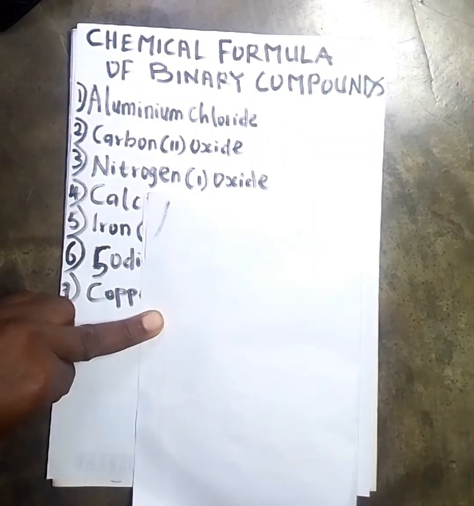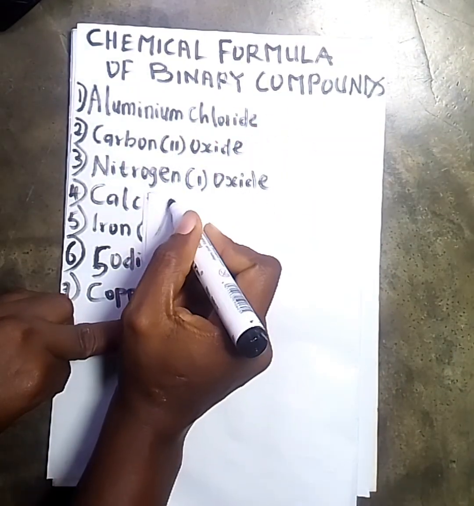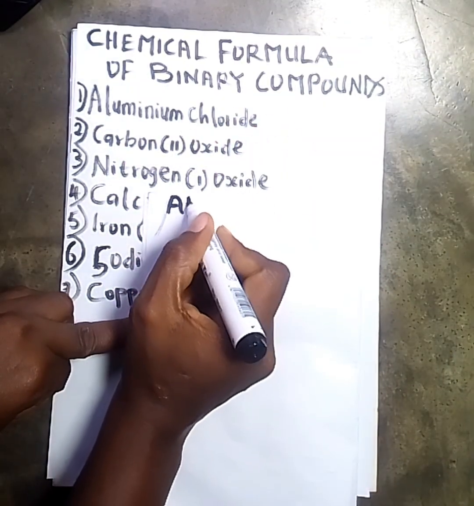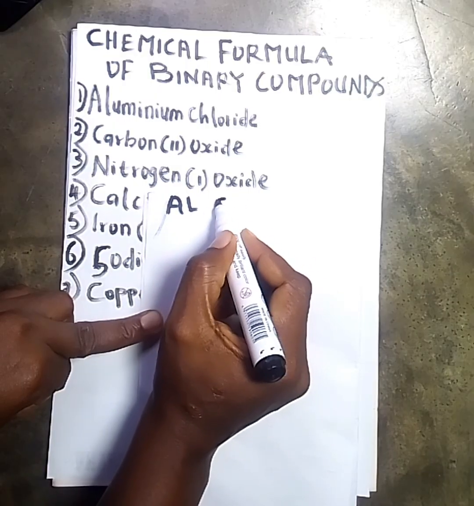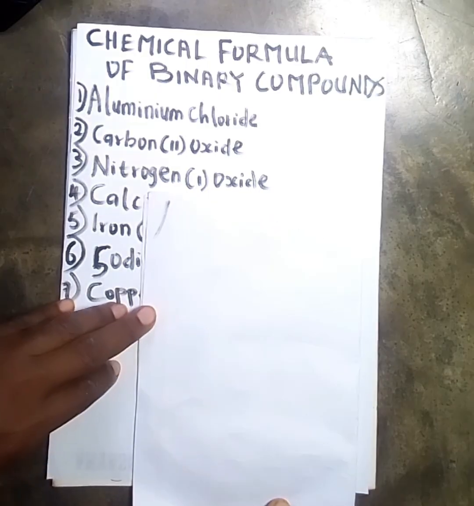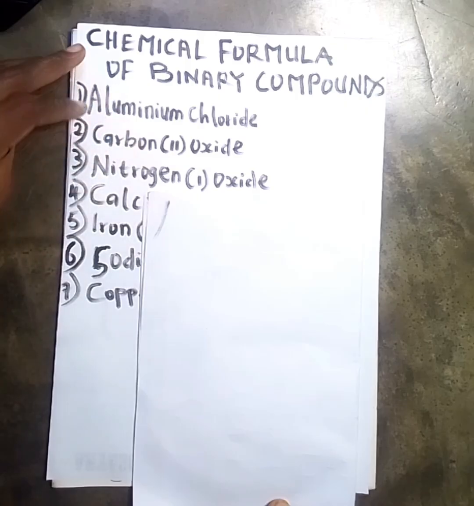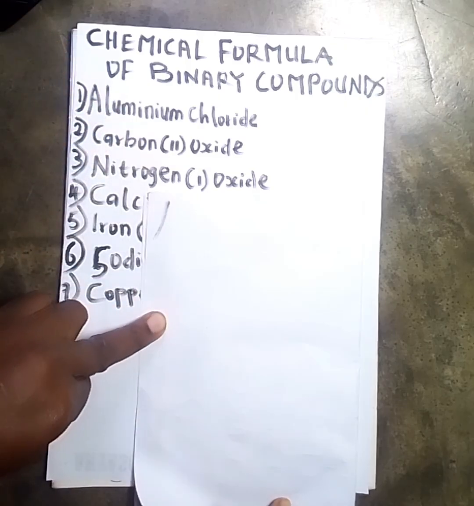Aluminium chloride. The elements there are aluminium and chlorine. Hello ChemStars. Today we'll be writing the chemical formula of these binary compounds.